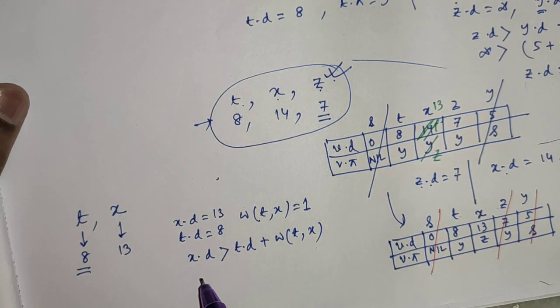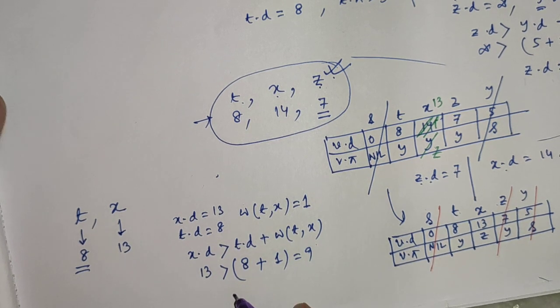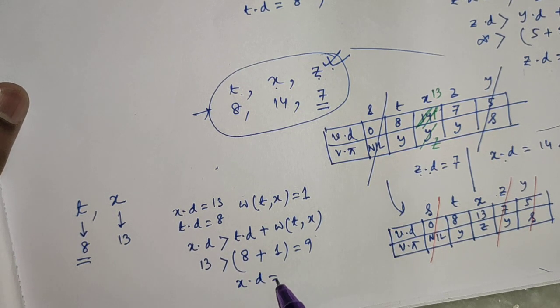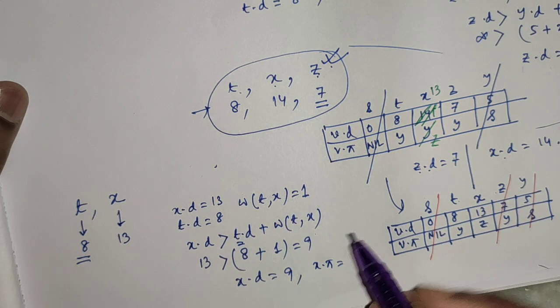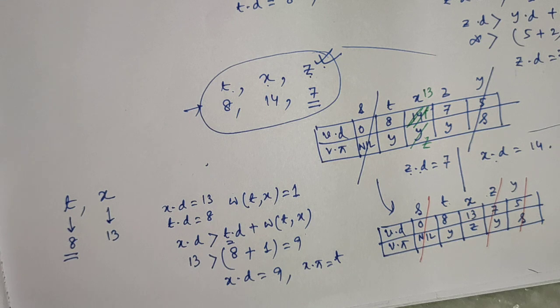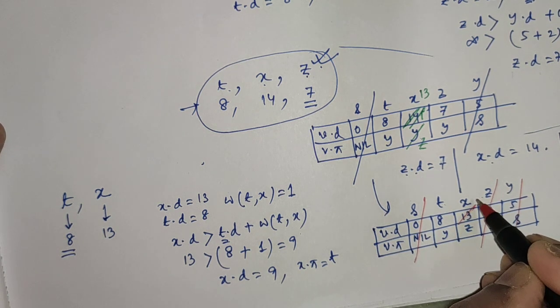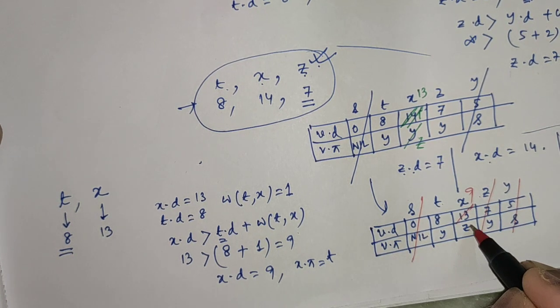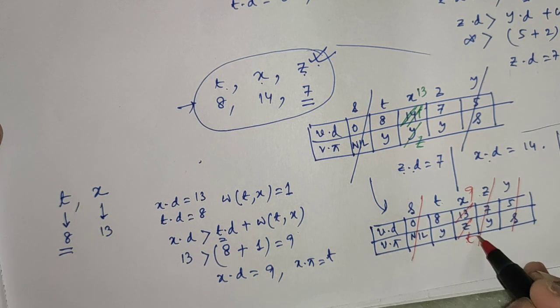See whether this is satisfied or not. 13 is greater than 8 plus 1, yes, 9. So X.d is reduced from 13 to 9, and X.pi is definitely T, because due to T you are reducing it. So what will be the new value of X? It was 13, now it is reduced to 9. It was due to Z, now the cost is reduced due to T.